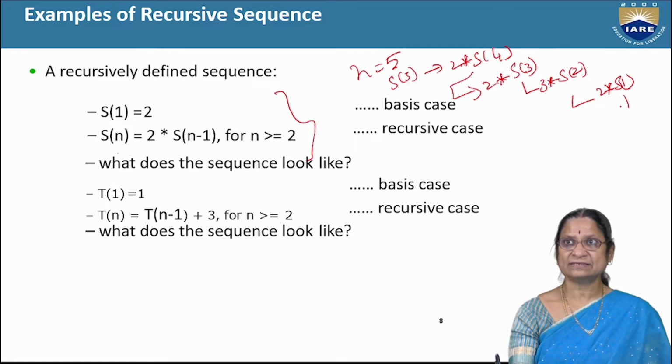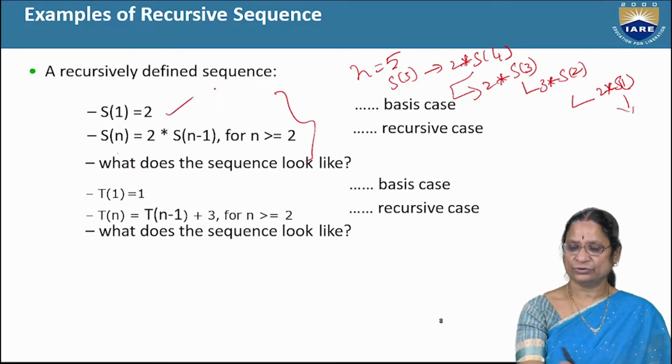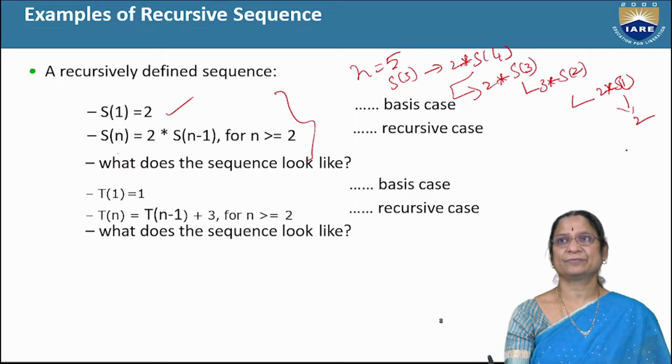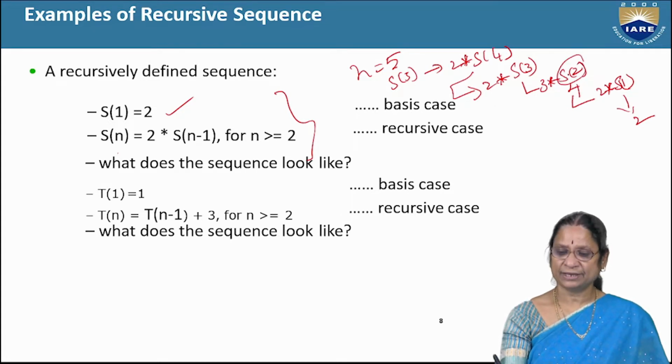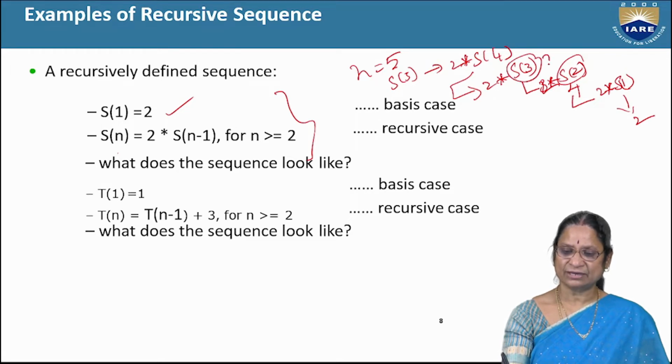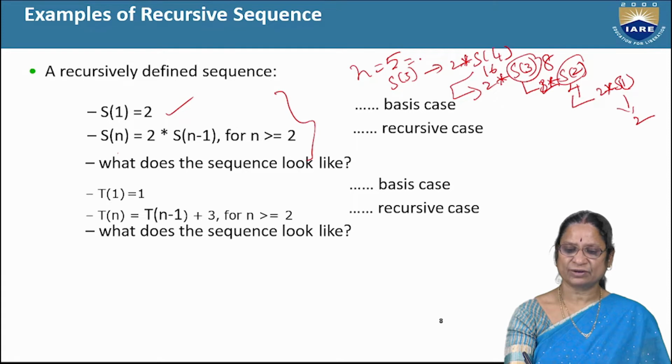But S of 1 is, what is the S of 1 value? 2. So this is going to be considered. Then how to calculate? 2 into 2 is 4. This is the S of 2 value. 4 into again 2, 4 2s are 8. This is the S of 3 value. 8 2s are 16. This is the S of 4 value. 16 2s are 32. That will be the S of 5 value.